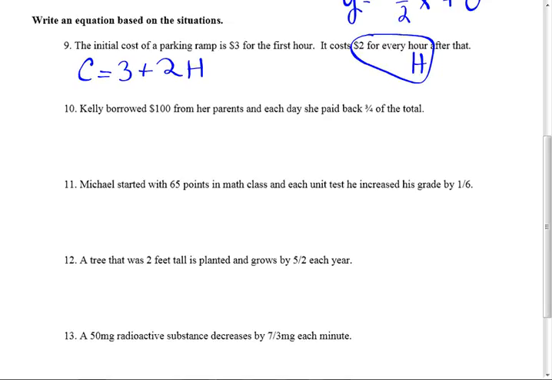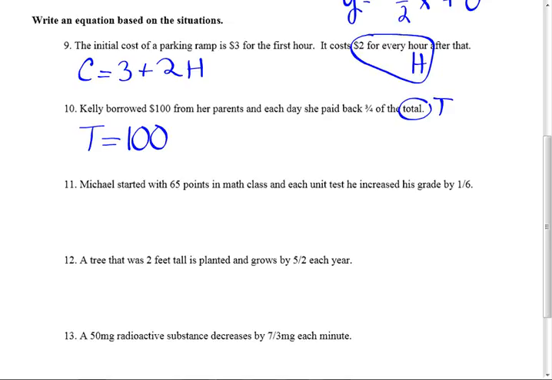Kelly borrowed $100 from her parents. This one was tricky. And each day she paid back 3/4 of the total. So what's her total going to be? Well, let's call it T. First, she owes $100, right? And she pays back 3/4 of that. So what do you have to do? $100. She's going to pay back 3/4 of that. Can we subtract it? Well, maybe we should make a table. It's not linear, though.